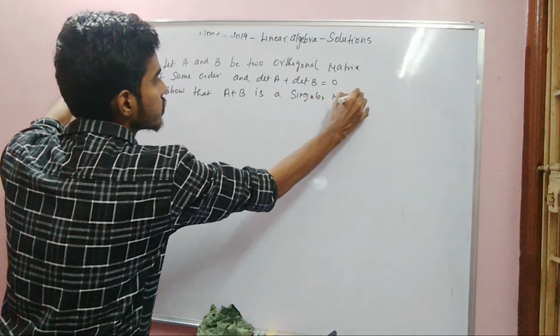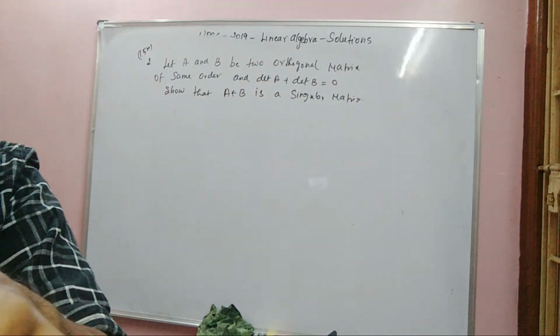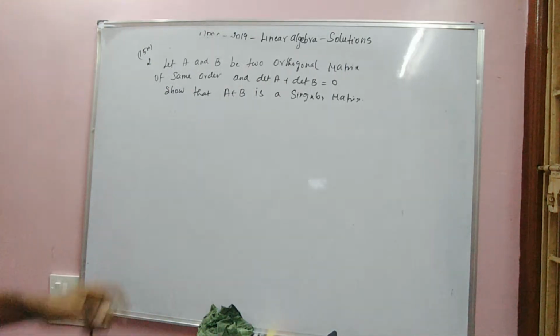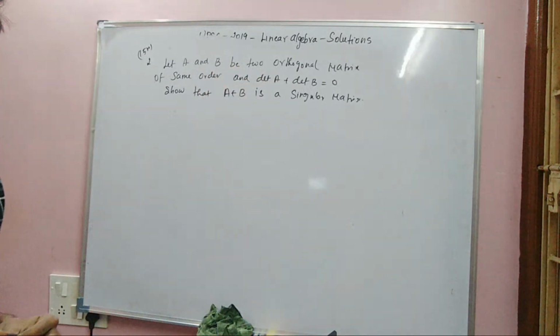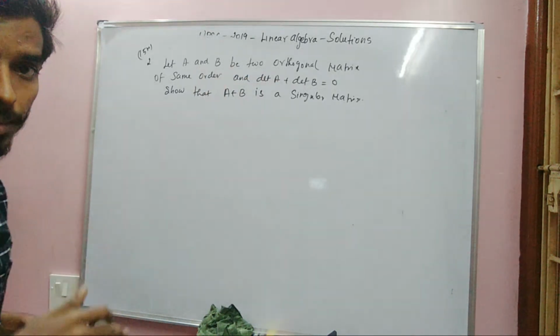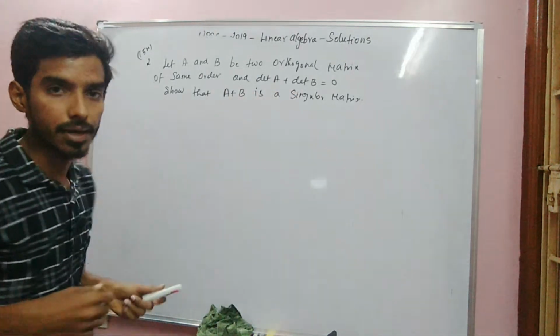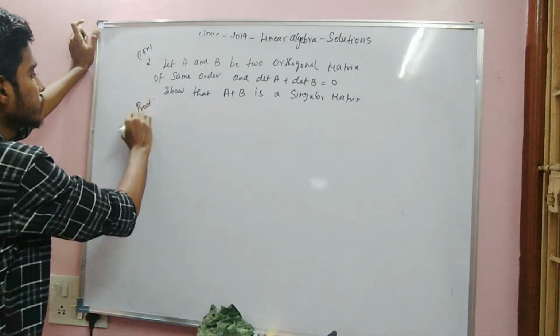So it is given that A and B are orthogonal matrices, and it is given that determinant of A plus determinant of B is equal to 0. Now we need to show that A plus B is a singular matrix. So first let me write what was given. So proof, and this question is 15 marks.